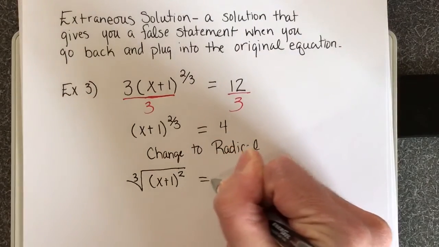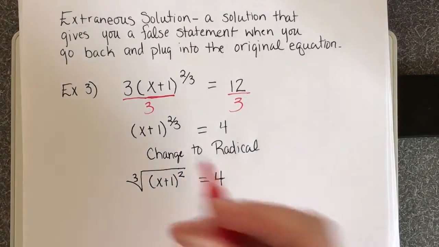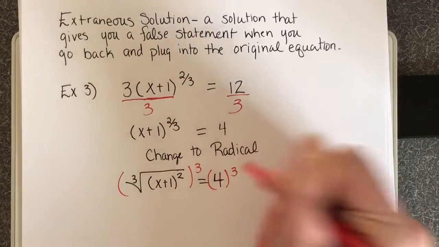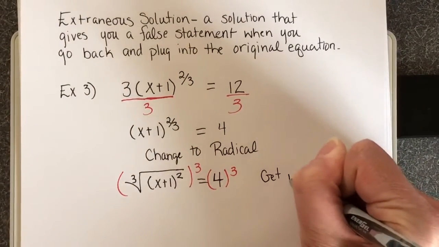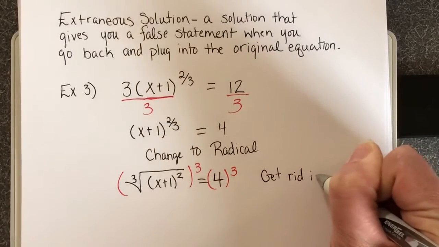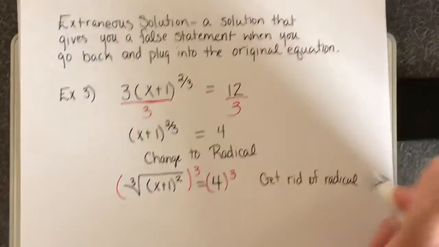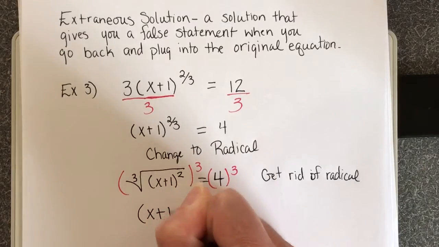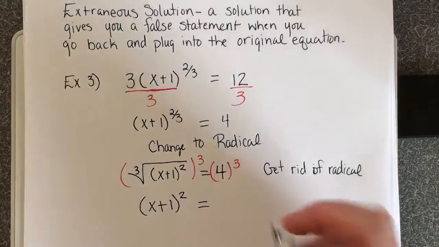And that's equal to 4. Okay, so because we're taking the cube root, to undo the cube root, we have to cube each side. So first step, get rid of radical. So now the radical's gone, leaving me with x plus 1 quantity squared is equal to 4 to the 3rd power, which is 64.